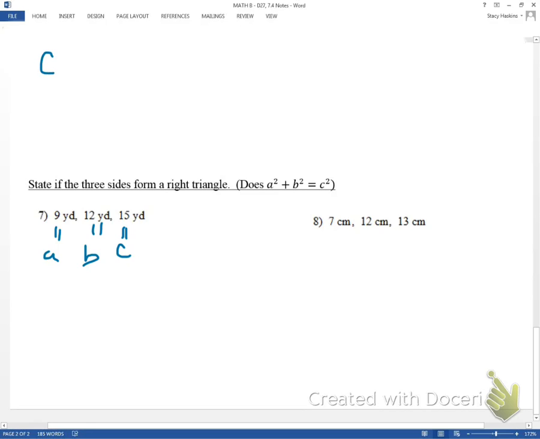Alright, so to make it easier on ourselves, let's do our cab here. What we can do to try to figure out if this is a right triangle is if we plugged in our A value and our B value into this equation, we should get 15 as an answer. That's the only way that it would work in order to be a right triangle. If we get something different, then this can't be a right triangle.